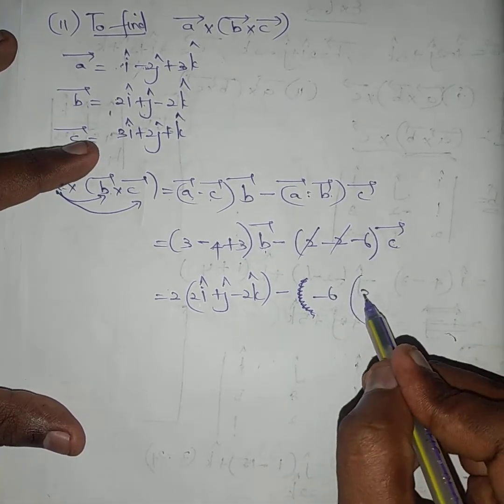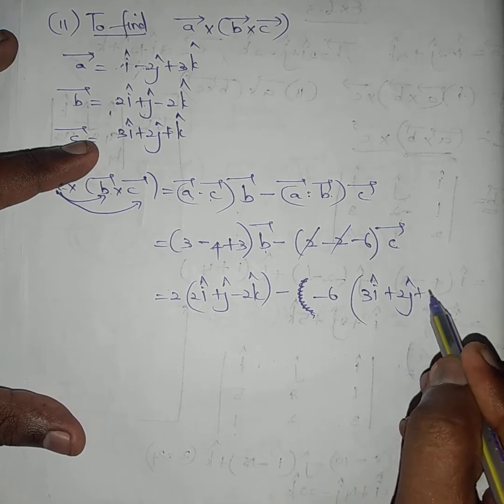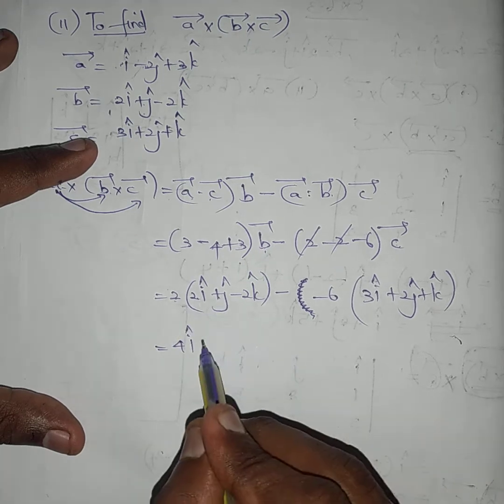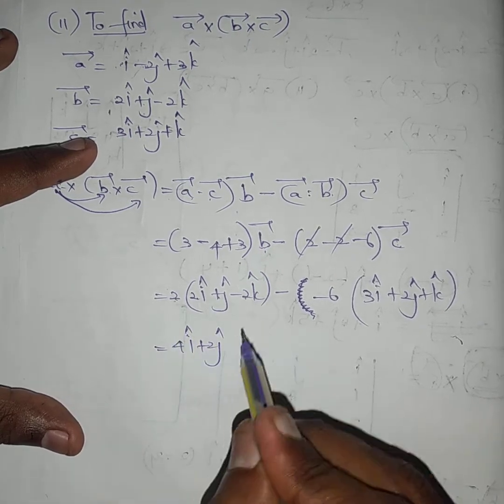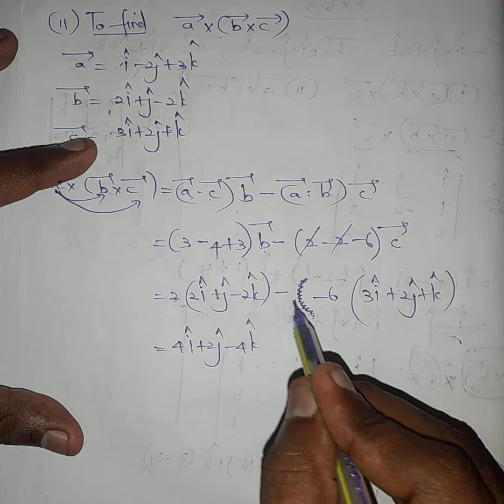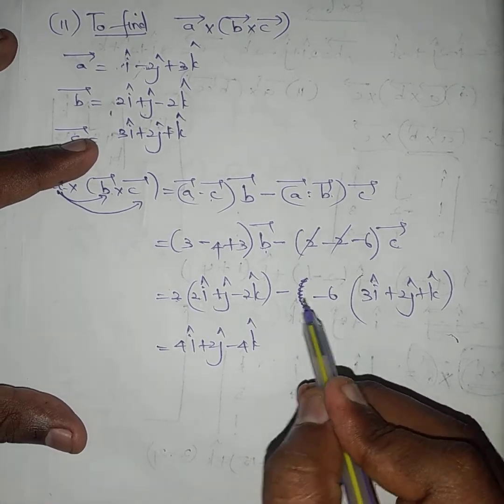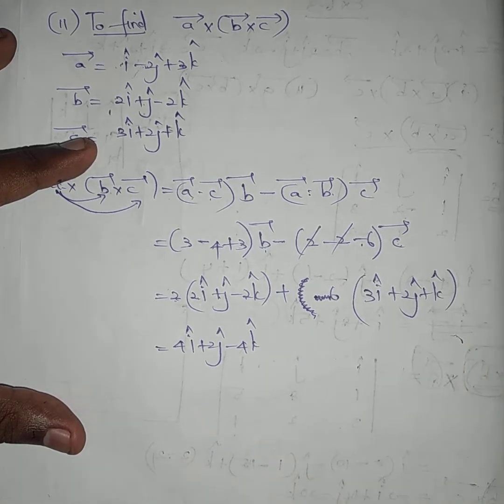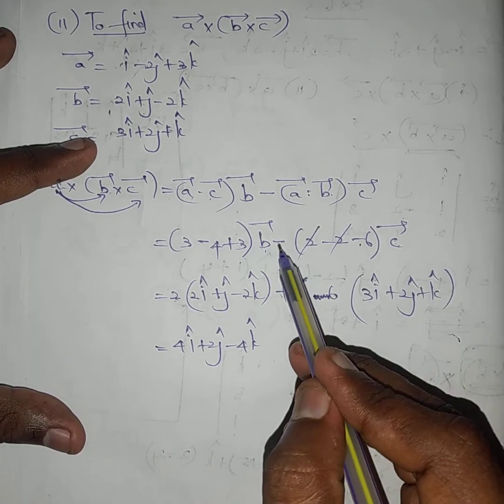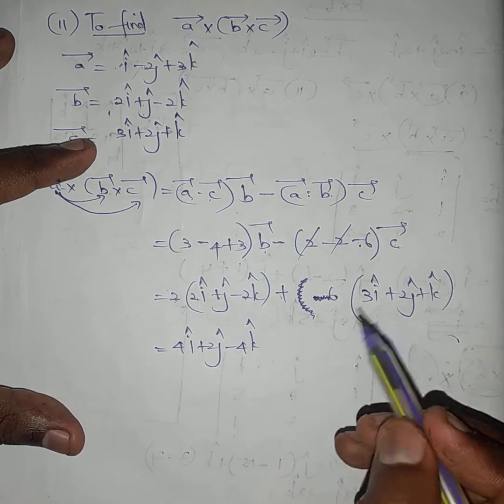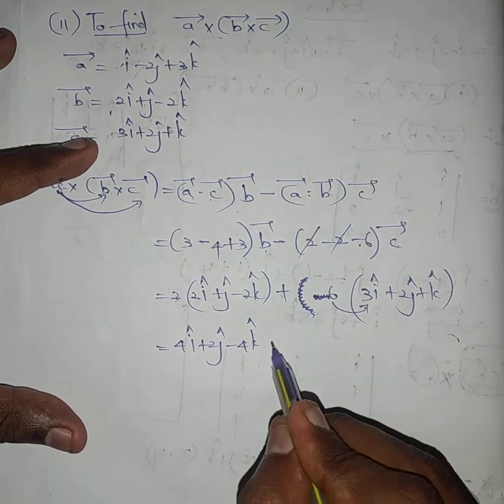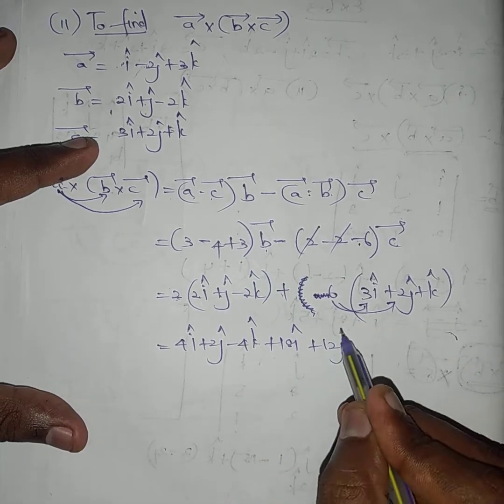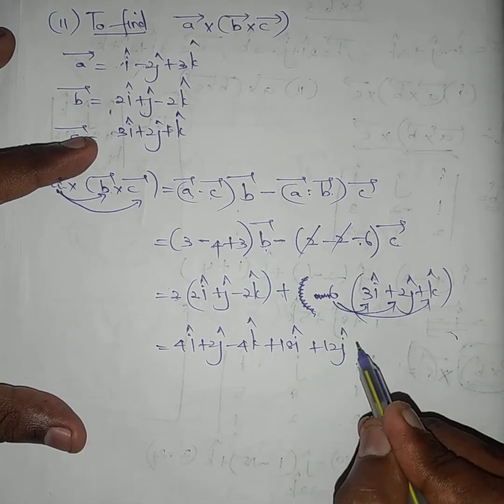What is C vector here? 3i cap plus 2j cap plus k cap. Multiply: 2 2s are 4i cap, 2 into 1 is 2j, 2 into minus 2 is minus 4k cap. So we are going to get C here. I forgot to put minus here, so minus into minus becomes plus. So plus, put 6 3s are plus 18i cap, 6 2s are plus 12j cap, 6 into k is nothing but 6k cap.